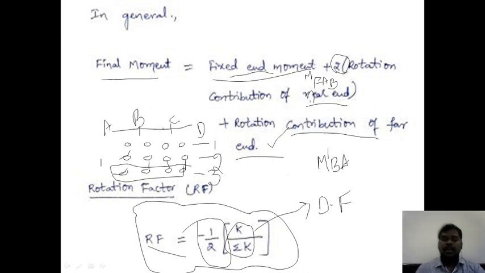So this is all regarding the Kani's method introduction and salient points. The most important point is we have to know the final moment formula and also the rotation factor. If you know these two, it is very easy to calculate problems using Kani's method. So I think this is clear in this video. Next we go to the next video, where we have problems based on Kani's method, and the procedure is explained very clearly.